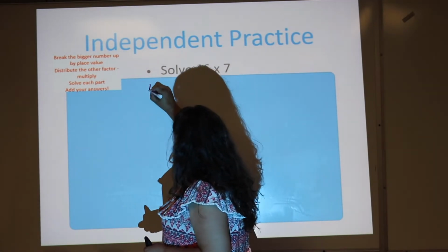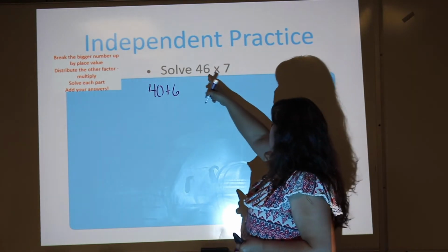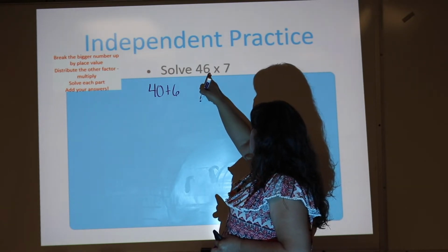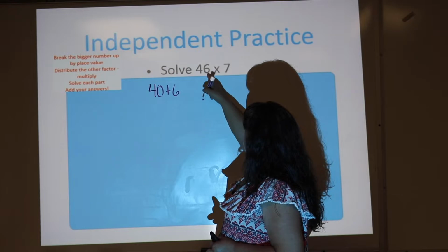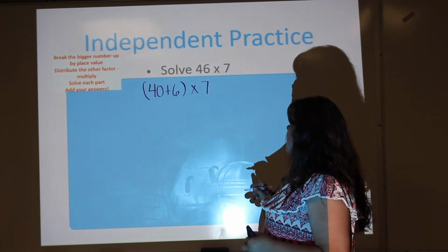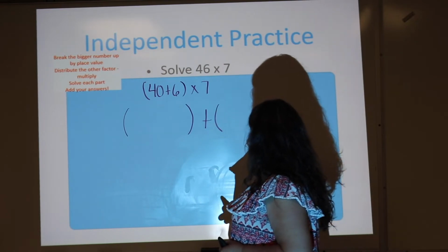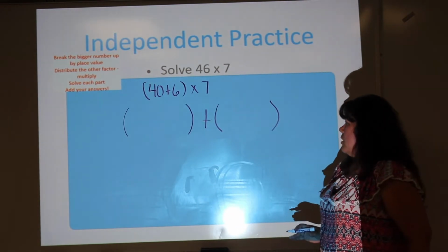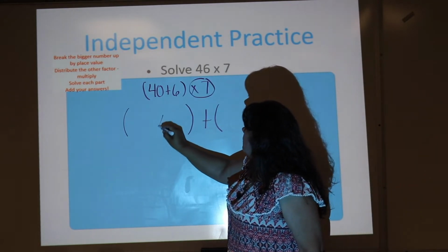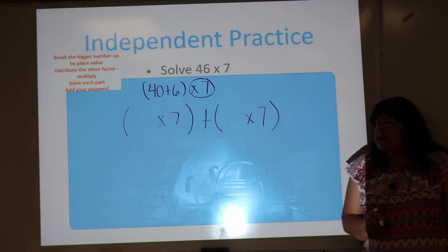46, I'm going to break that up into 40 plus 6. There are different ways I could do that, but I know that 40 is an easier number to work with, and that still is going to equal my 46. So I broke my number up by place value, and I'm still going to have this times 7. When I see distributive property, I always think of this and this. I know that's what that's going to mean, and I take this last part right here, and I'm going to put that in here. Times 7 on both sides.